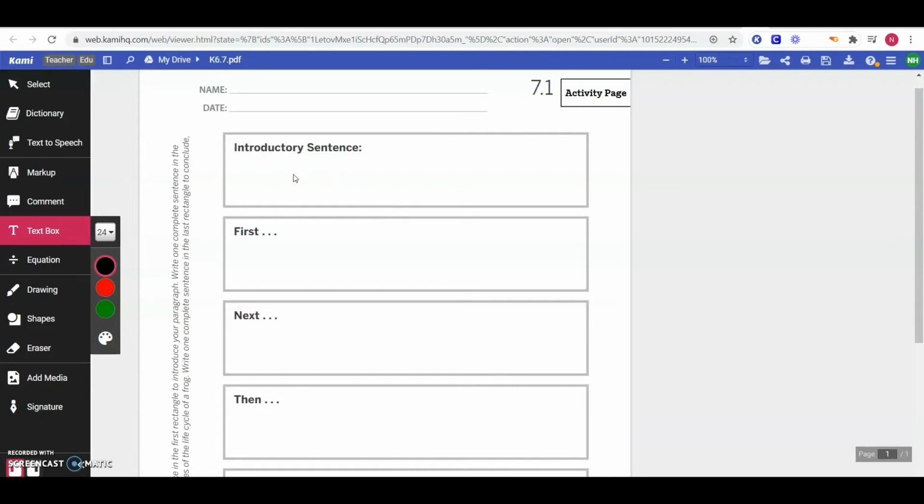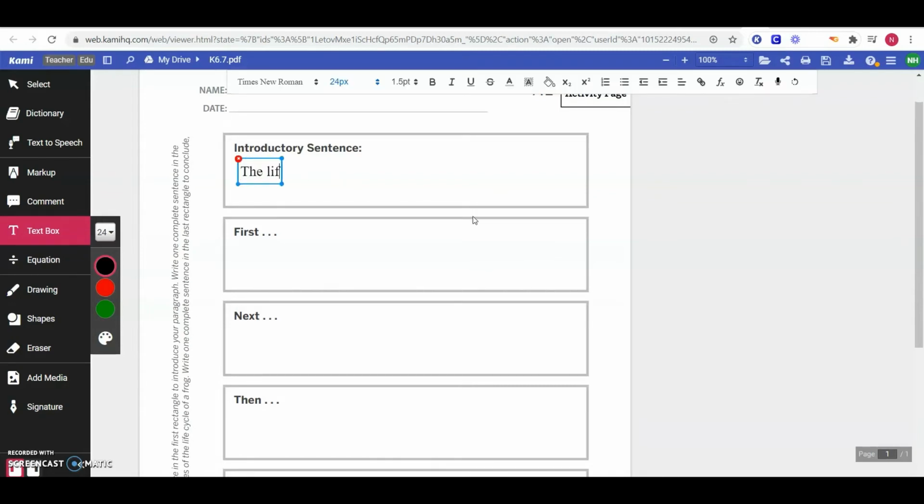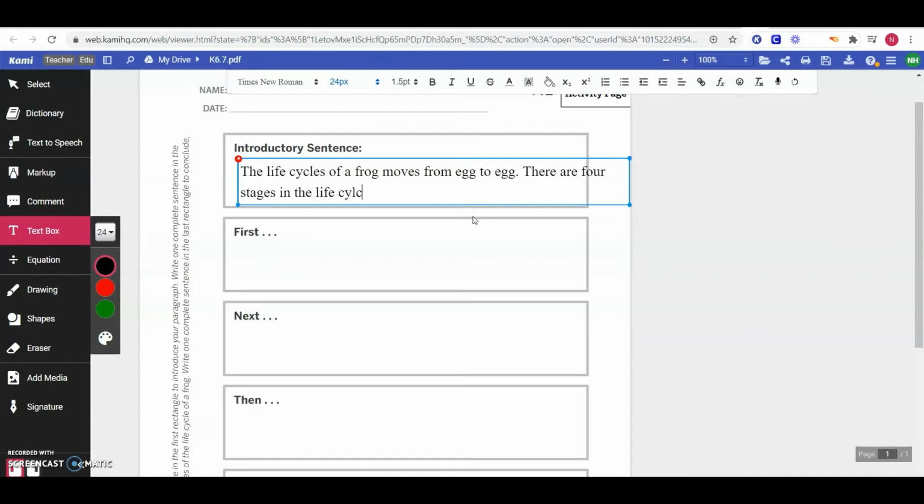I'm going to say in my introductory sentence, the life cycle of a frog moves from egg to egg. I'm also going to say there are 4 stages in the life cycle of a frog.